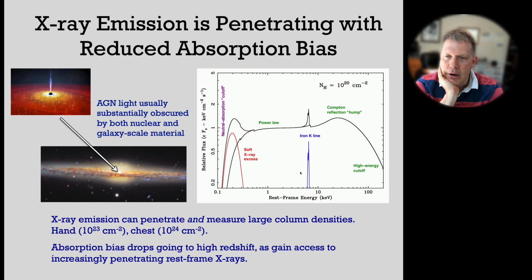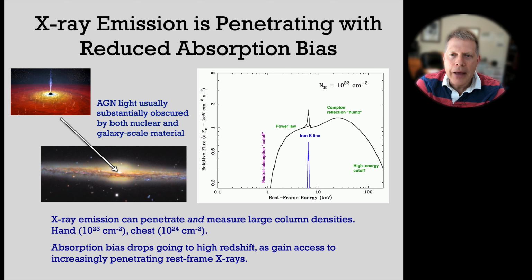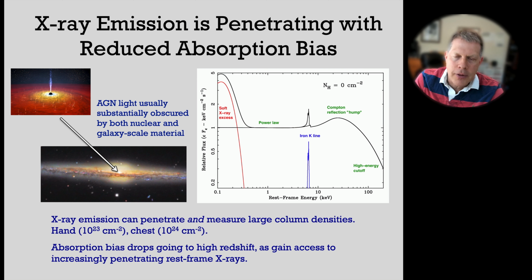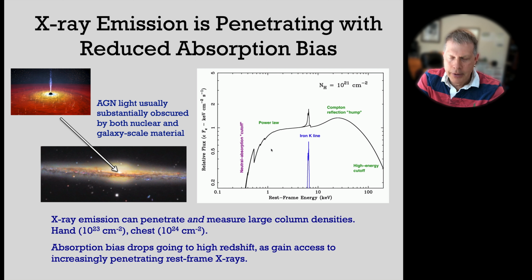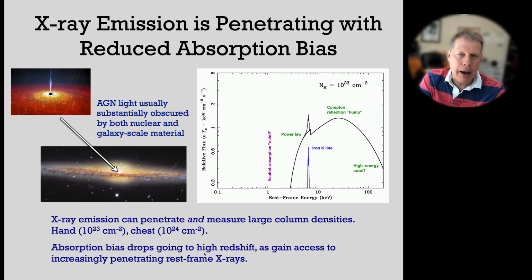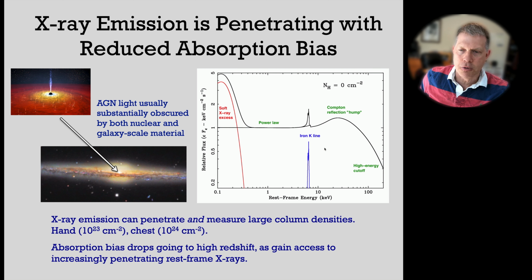That's very different than what happens in the optical and ultraviolet. As you go to high redshifts in the optical ultraviolet surveys, you progress further and further out into the ultraviolet, becoming more and more susceptible to dust effects. So the dust extinction works against you as you go to high redshift in the optical and ultraviolet, but it actually helps you in the X-rays, which is a big advantage of the X-ray surveys.